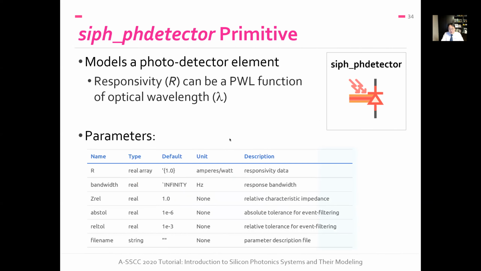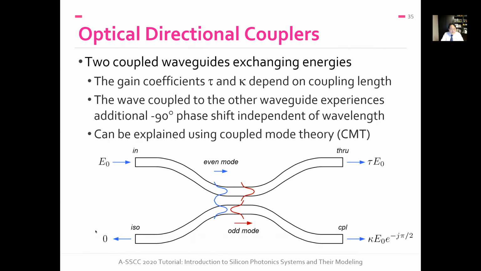To model a photodetector in XMODEL, there is a photodetector primitive. Of course, you can describe the responsivity as a parameter, which can also be a function of the optical wavelength. And since the optical signal shining on the photodetector will be propagated through the waveguide, it has an extra parameter for, let's say, the characteristic impedance.